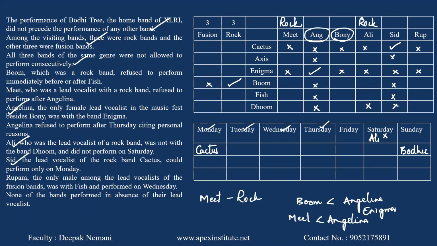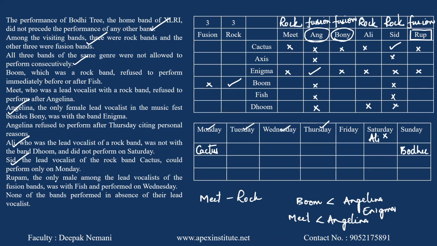Now Rupam, the only male among the lead vocalists of fusion bands. So Rupam is the only male vocalist of fusion bands. So the remaining two vocalists should be females, and who are the only two females here? Angelina and Bonnie. So they both are lead vocalists of fusion bands, and Sid is a lead vocalist of a rock band. Perfect.